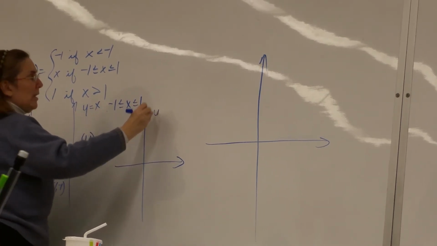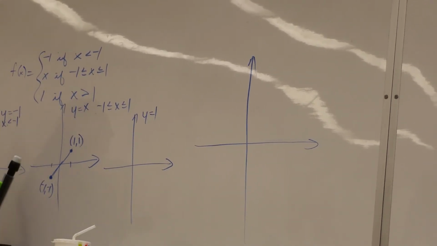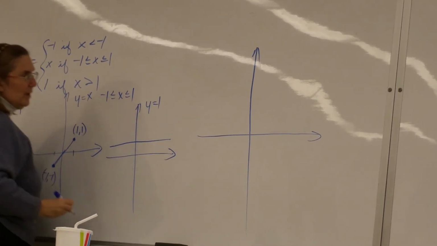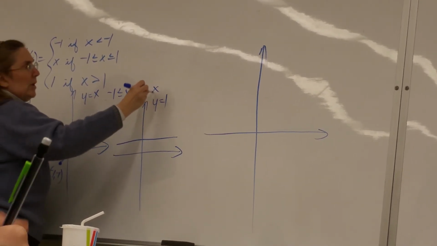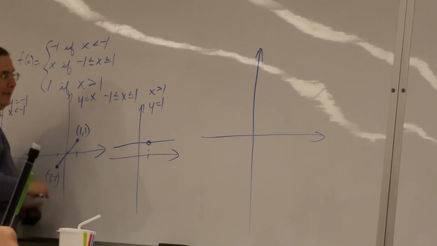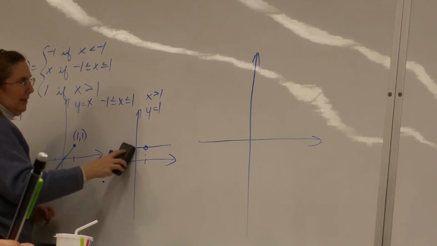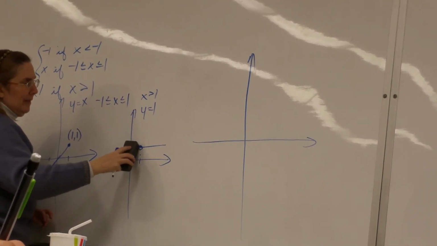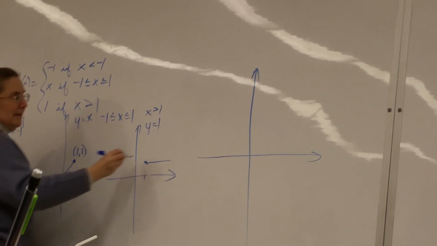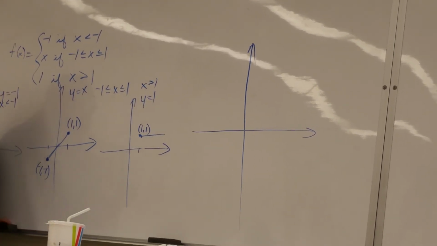Last piece, y equals 1. What does that look like? Horizontal line. 1. But I only want that where the x values are greater than 1. And what's that point? 1, 1.